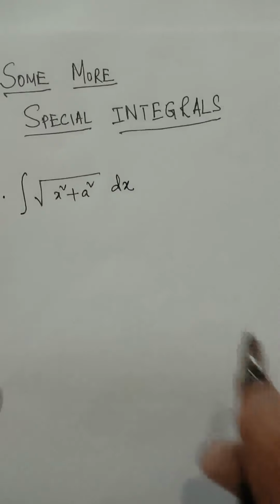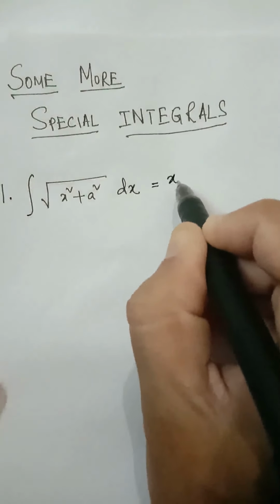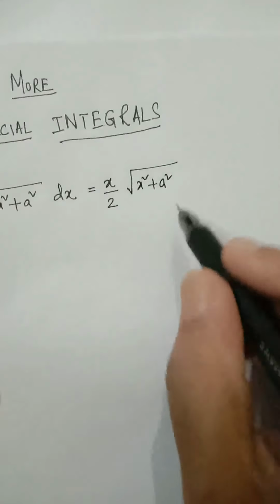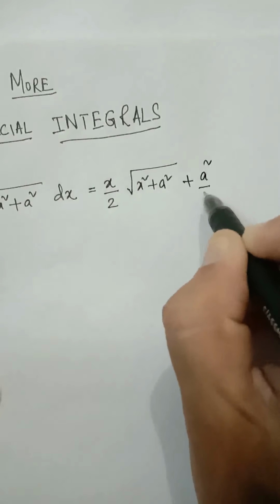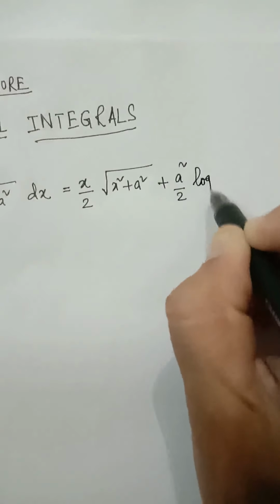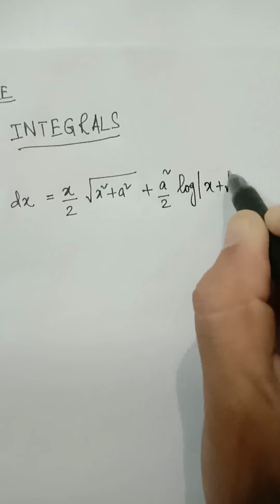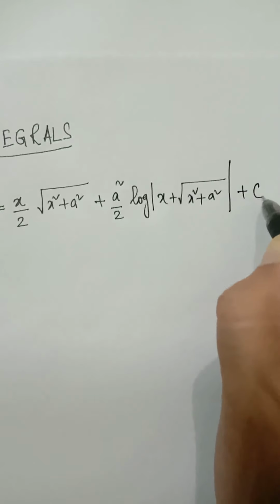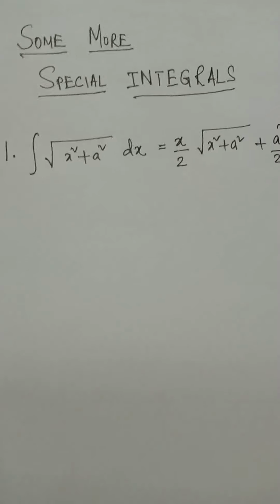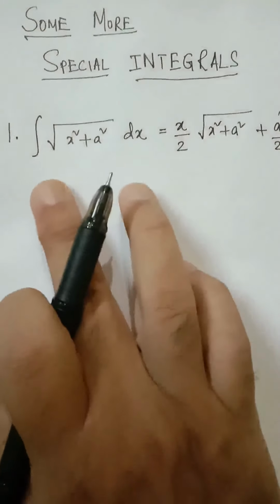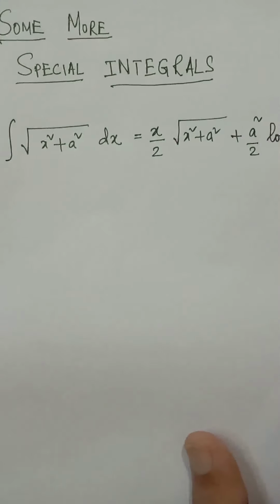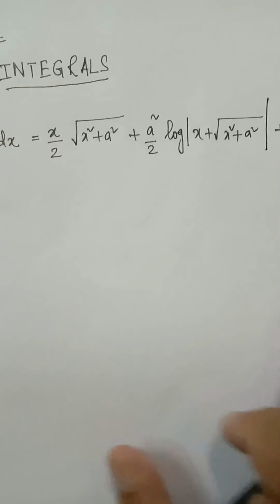Integration of root over x square plus a square dx is equal to x by 2 into root over x square plus a square plus a square by 2 log of x plus root over x square plus a square plus c. So this is the first special integral.